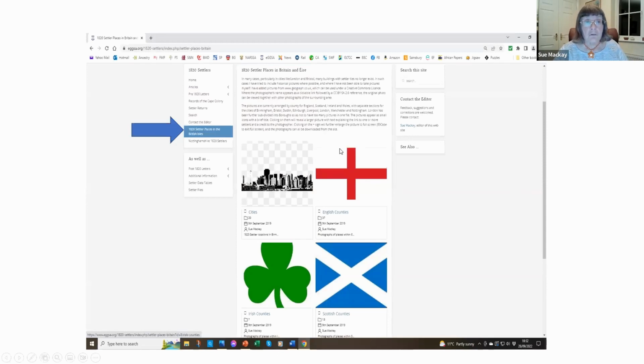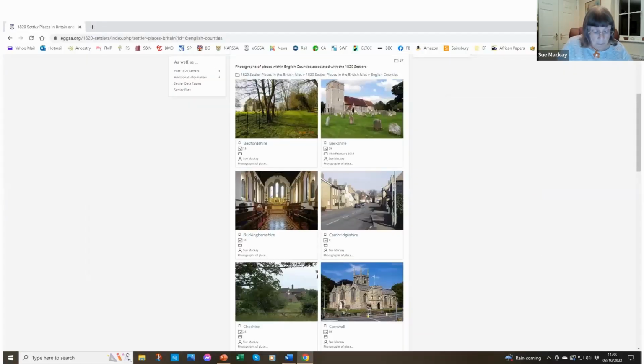So if we go back to the original Settler Places in Britain website, which can be found on the left-hand side under the 1820 Settlers logo, if you click on the English flag, it brings up a list of all the English counties. And the county names from 1820 have been used. Hence, there's no Cumbria, but rather Cumberland and Westmoreland. And in the villages, it's usually the churches that would have been there in 1820. Where a church was altered considerably in the Victorian era, I've tried to indicate in the blurb which part, usually the tower, dates from an earlier time.